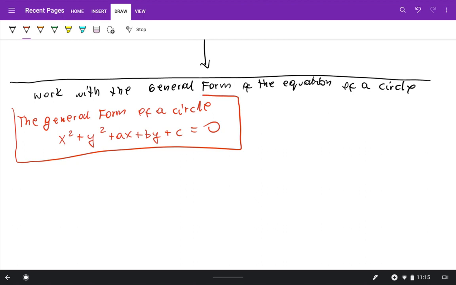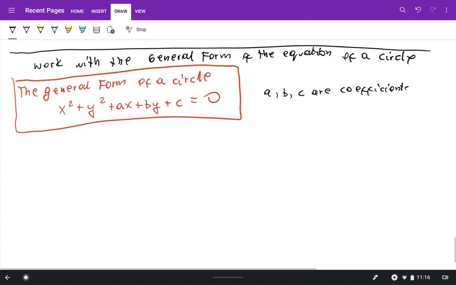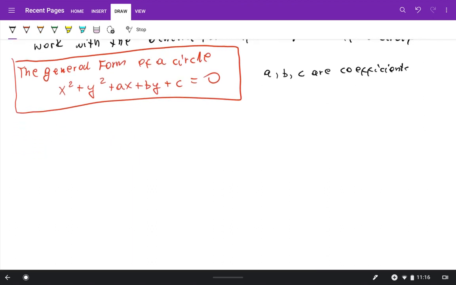How are you going to get the general form? You take the standard form and you FOIL. Okay, just remember A, B, C are coefficients. Coefficients means you're going to have numbers. Why does nobody like the general form? Because when you have the general form of a circle, you can't tell what the center is and you can't tell what the radius of that circle is. So it's not useful at all. So what we do with the general form of the circle, we convert it to a standard form. Okay.